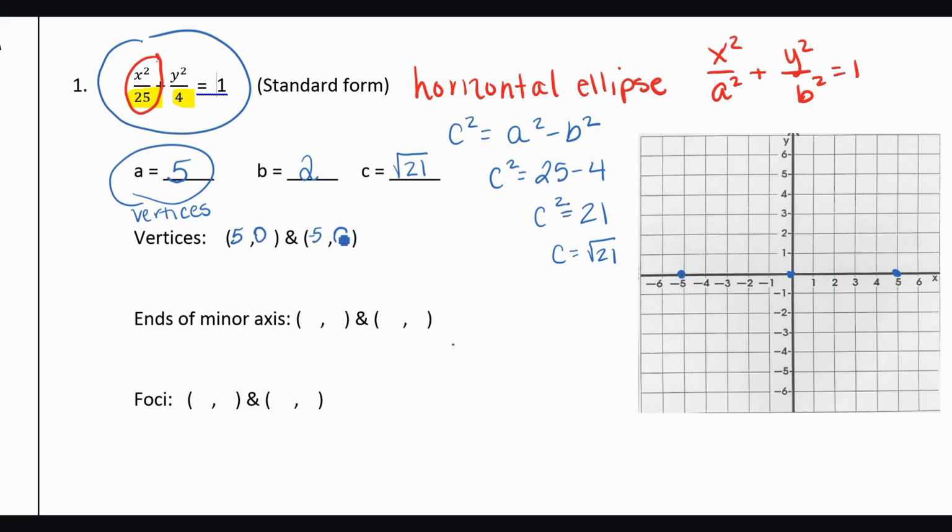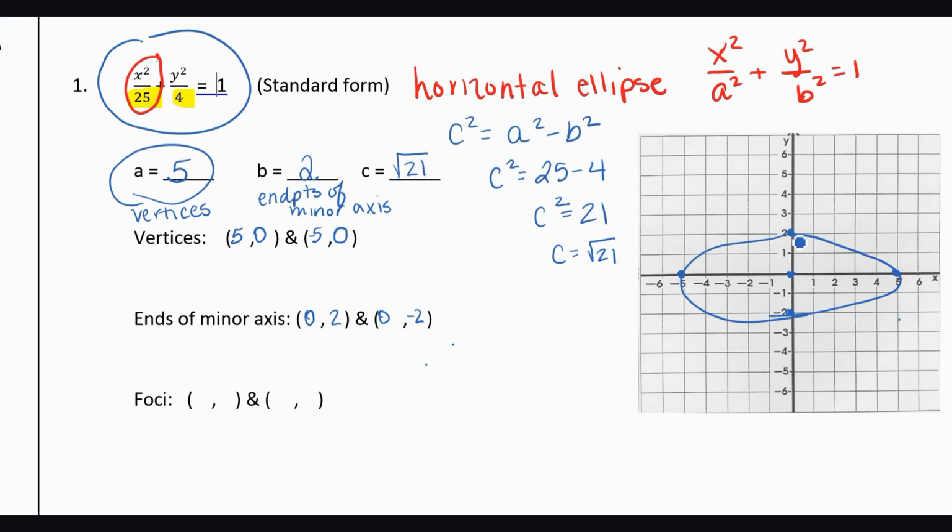Okay, the endpoints of our minor axis, since this is horizontal, we're now going to go up and down from our center by b. So we're going to go up 2 from our center and down 2 from our center. So that would be the points 0, 2, and 0, negative 2. Okay, and at that point we can sketch our ellipse. I'm not very good at drawing a perfect ellipse, but you get the idea.